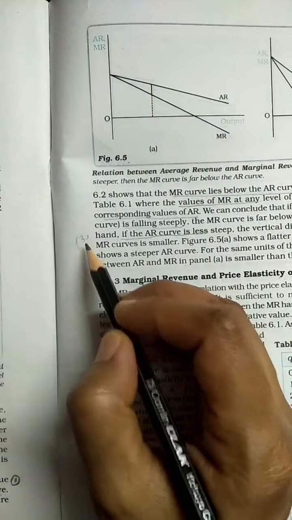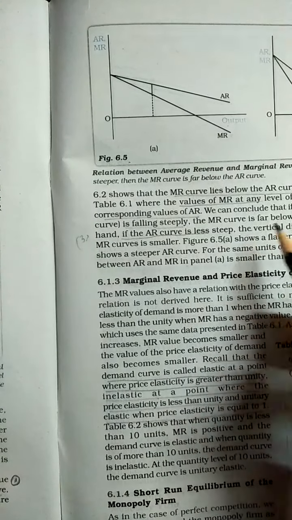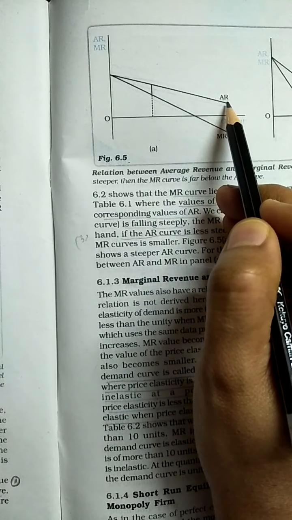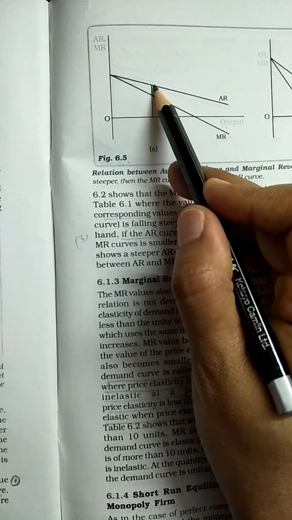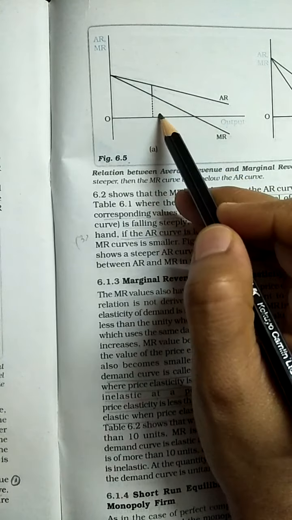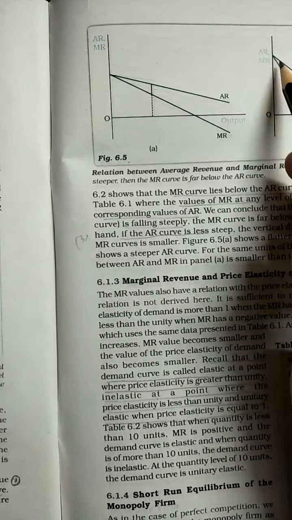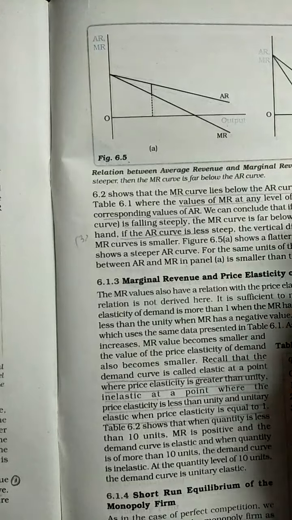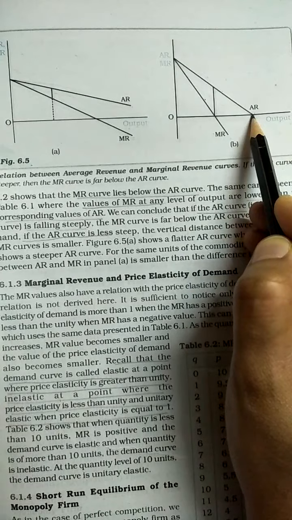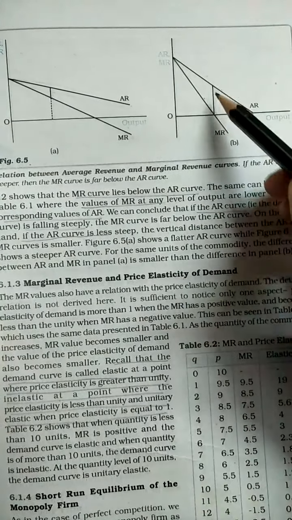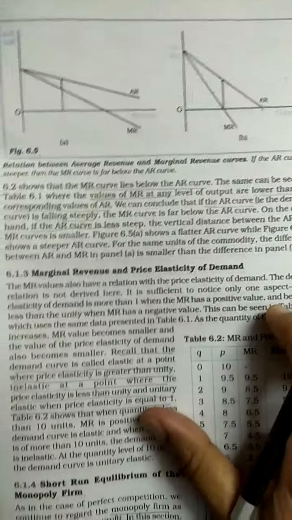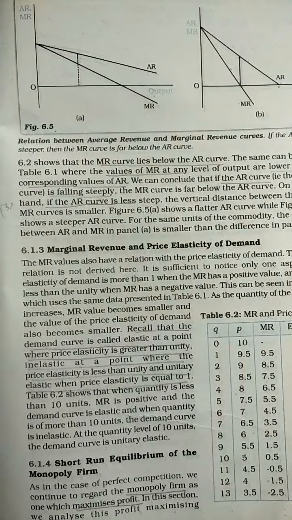The third point it is explaining here is, if the AR curve is less steep, this is less steep, then the vertical distance between the AR and MR is smaller. And if the AR curve is falling steeply, this is a steep curve, then the MR curve is far below the average revenue curve. So the vertical distance is more. Here the vertical distance is more. These are the three important points that we have to keep in mind.